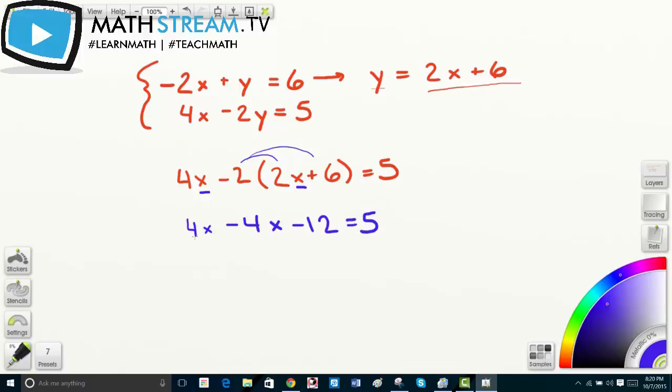So let's solve this out. 4x minus 4x, well, that just is 0x, and I have, oh my goodness, what is happening here? Negative 12 equals 5. Now, if you think I must have just done something wrong, because that is just absolutely ridiculous, negative 12 never equals 5. Like, what's the problem here? Negative 12, it's not even like 5 equals 5. Negative 12 equals 5. What is going on?